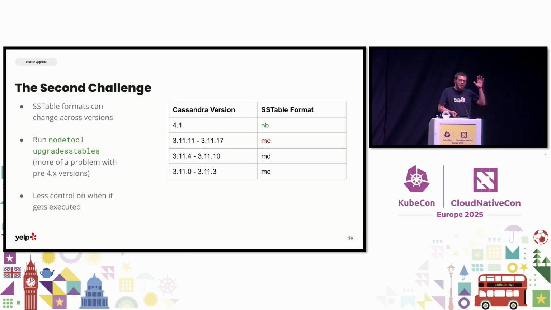In pre-4.x versions, we always have to invoke a nodetool upgradesstables command. But with 4.x versions, there are some automated ways. The problem with those automated ways is that you have less control over how many nodes run upgrade SSTables at once. So there can potentially be some disk pressure created, because when we are running upgrade SSTables, each SSTable gets rewritten into the newer format. So in some cases, you may want to run this in a controlled fashion.